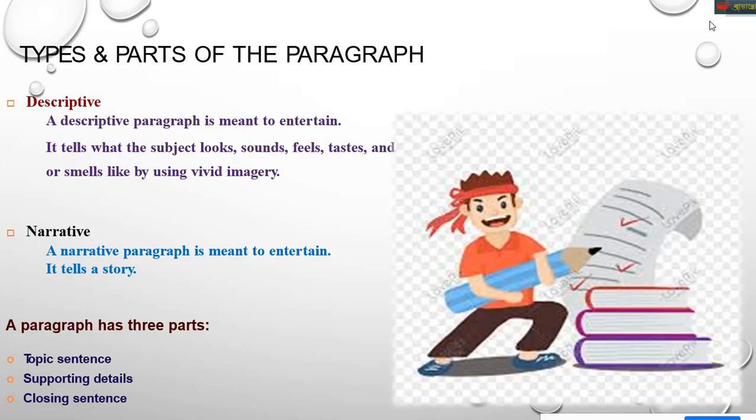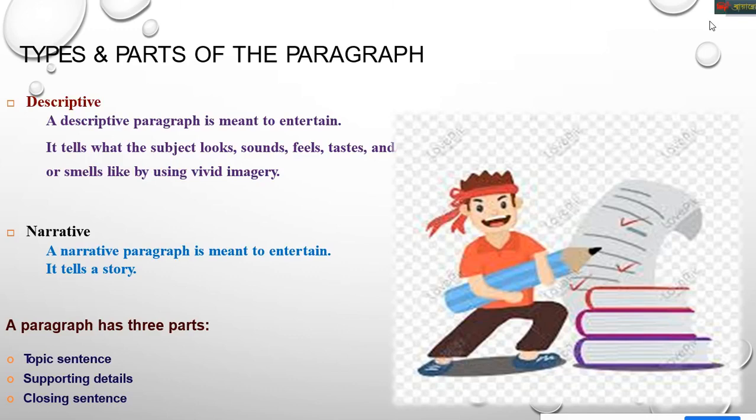And you see types and parts of the paragraph. In my last two lectures, I talked a lot about the types and parts of the paragraph. I want to skip that, giving just a short brief. You know what a descriptive paragraph is, what a narrative paragraph is. A narrative paragraph is meant to entertain. It tells a story. Simply, it tells a story.